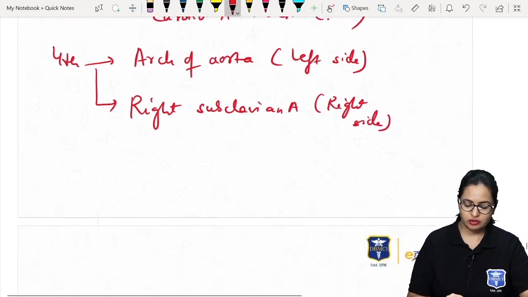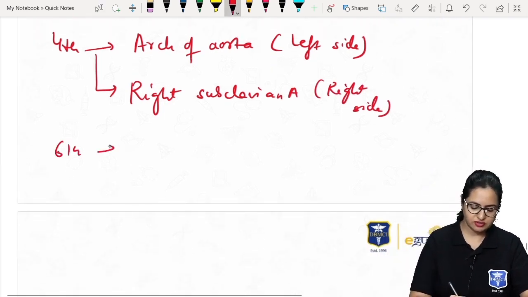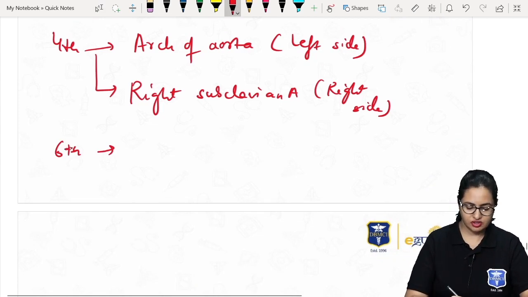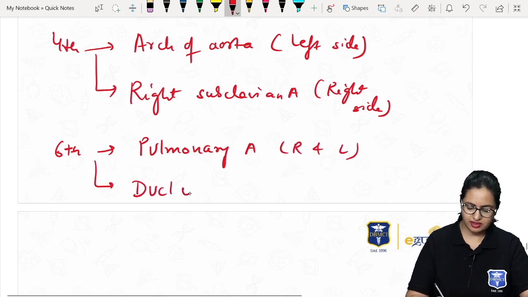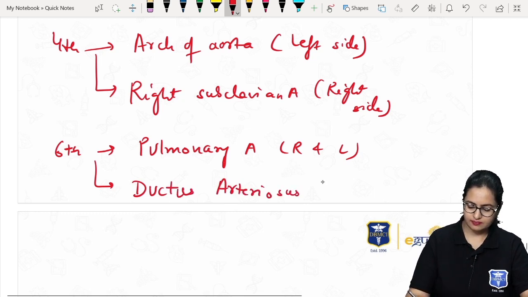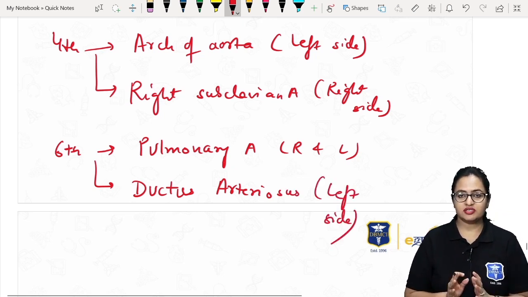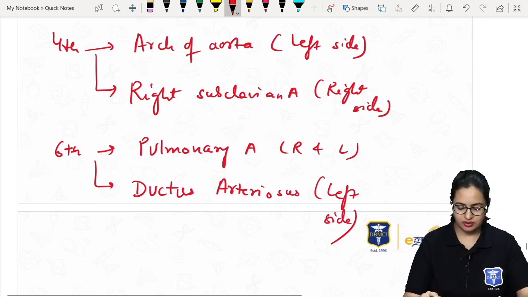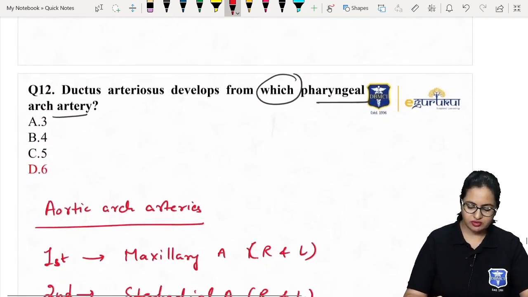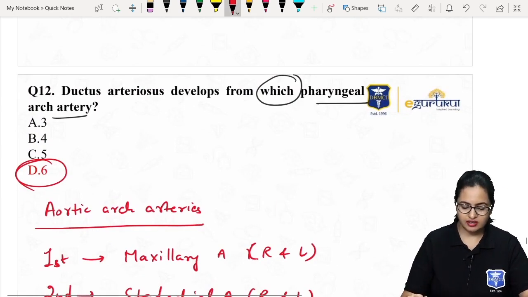The fifth arch, as I have told you, disappears and does not give rise to any structures. Now when we talk about the sixth arch artery, it gives rise to the pulmonary artery of both sides, that is right and left, and apart from this, on the left side it also gives rise to the ductus arteriosus, which is a communication between the pulmonary artery and the arch of aorta. So we come to know the ductus arteriosus is derived from the sixth arch artery.